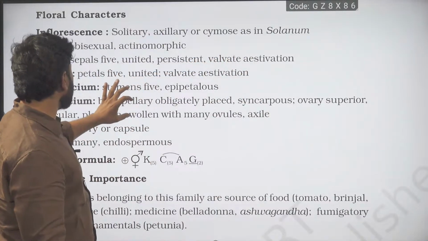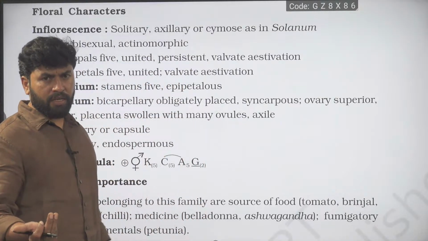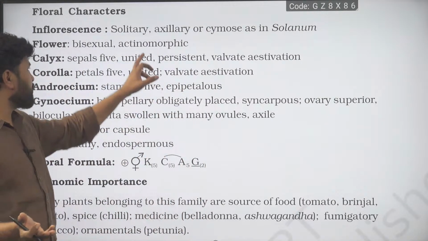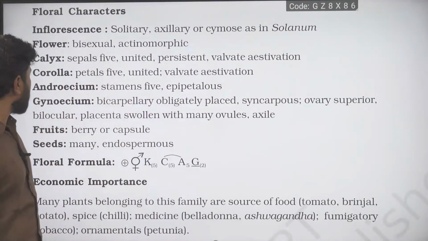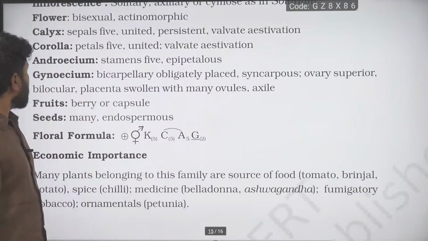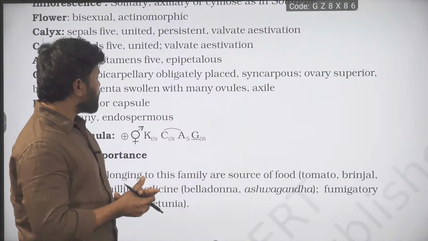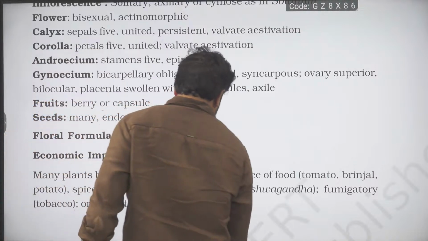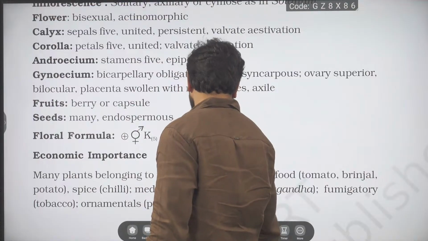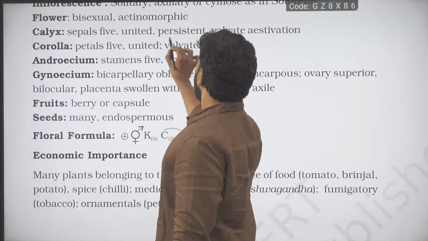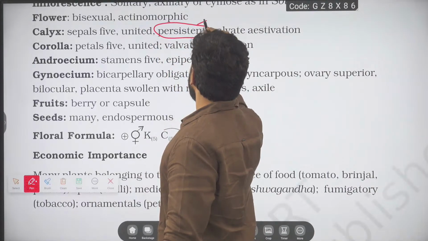And also flower: bisexual, actinomorphic. The things we know are that bisexual flowers and actinomorphic flowers have radial symmetry, and sexuality is bisexual. Calyx: sepals 5, united. Underline that word, united. Persistent. This is the word we cannot forget in our Solanaceae family. That is persistent sepals.